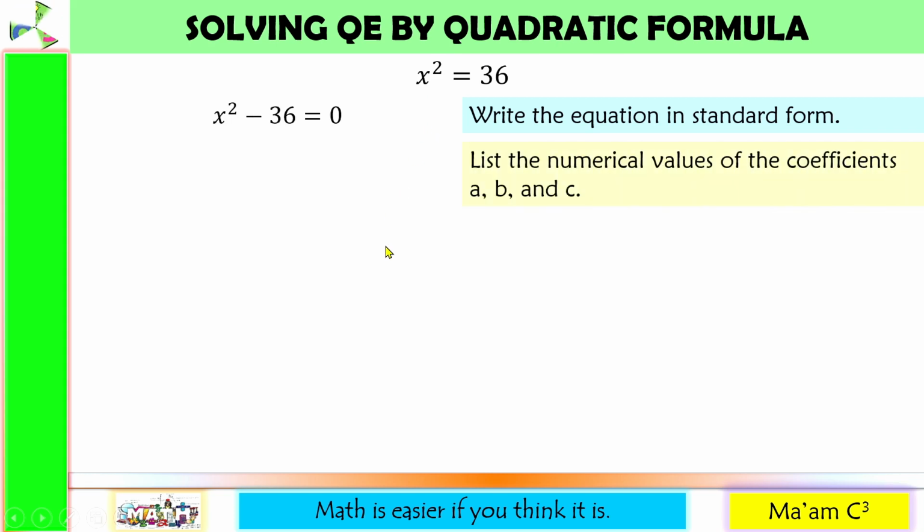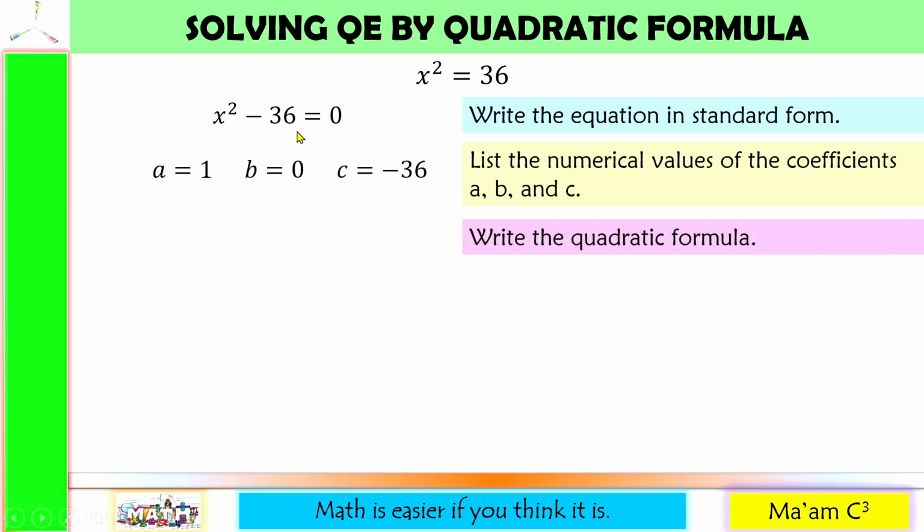Step 2, we are going to list the numerical values of the coefficients A, B, and C. From here, our A again is the numerical coefficient of the variable raised to the second power, so A is equal to the invisible one. B is the numerical coefficient of the variable raised to the first power, and in this case, we do not have a variable raised to the first power. So it means our B is equal to 0. And C is the numerical coefficient, and that is equal to negative 36.